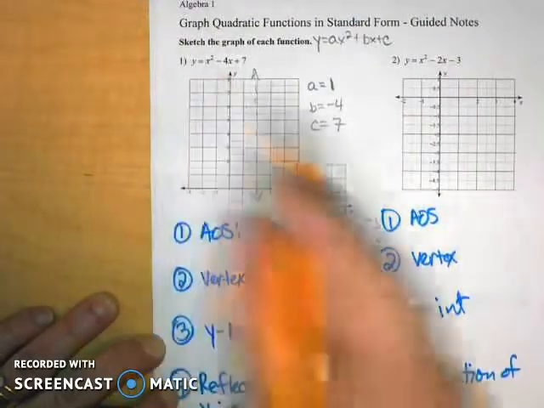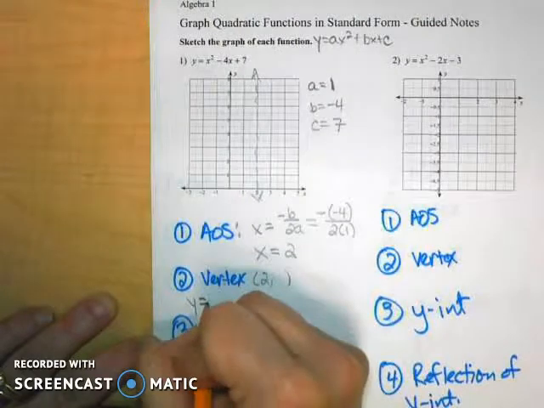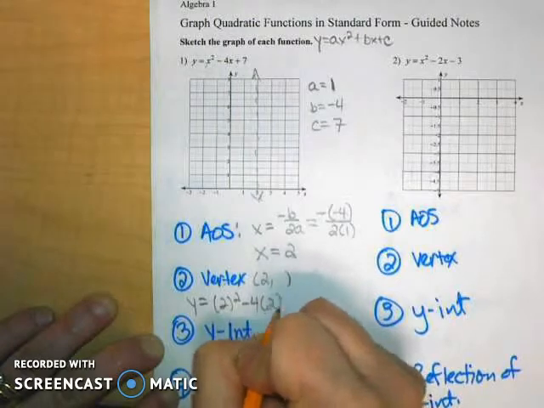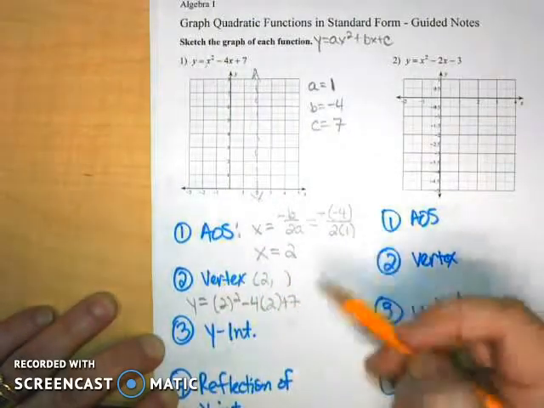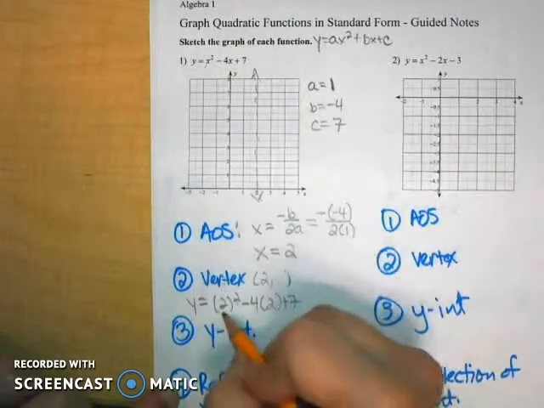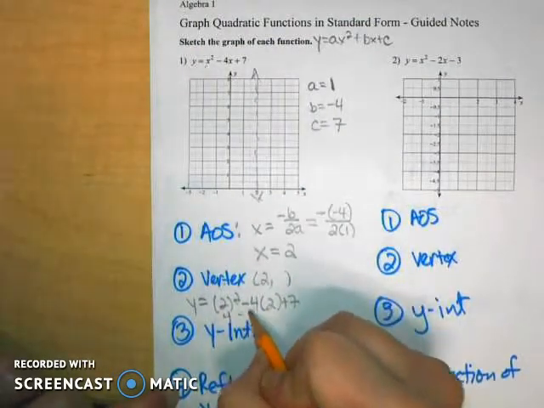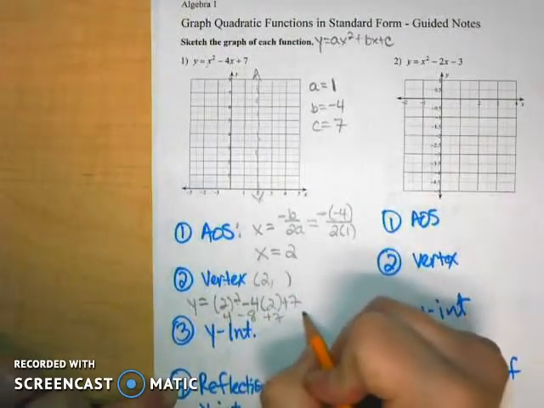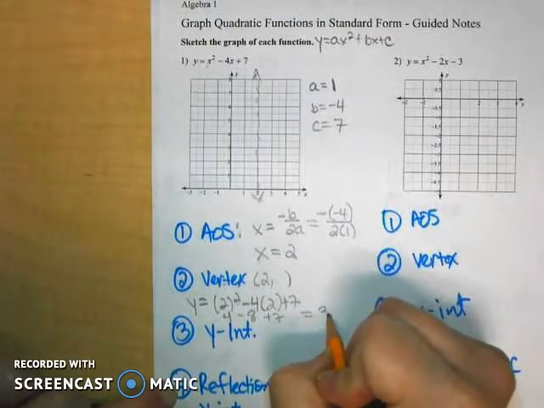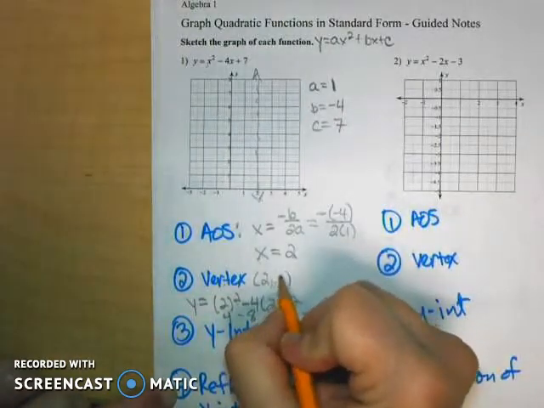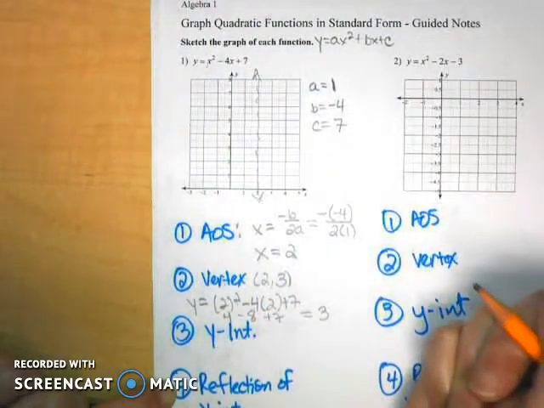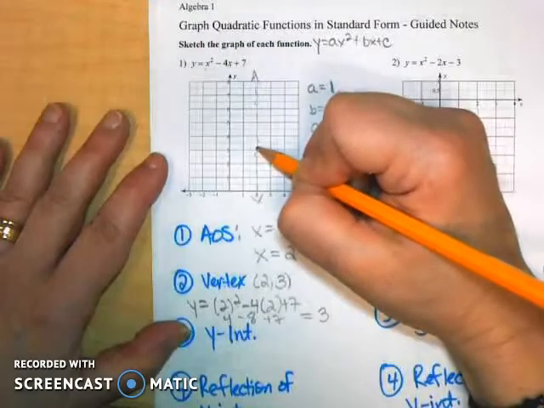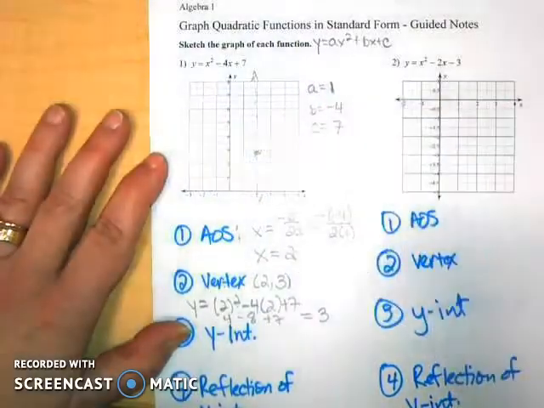So I'm going to plug it in, replacing the x's. So I know that y is going to equal 2 squared minus 4 times 2 plus 7. All right, so 2 squared is 4. -4 times 2 is -8, and then plus 7. So 4 minus 8 is -4. Plus 7 makes this equal to the number 3. So my vertex point is 2, 3. All right, so I'm at 2, 3. Here's the vertex point. That's the vertex.